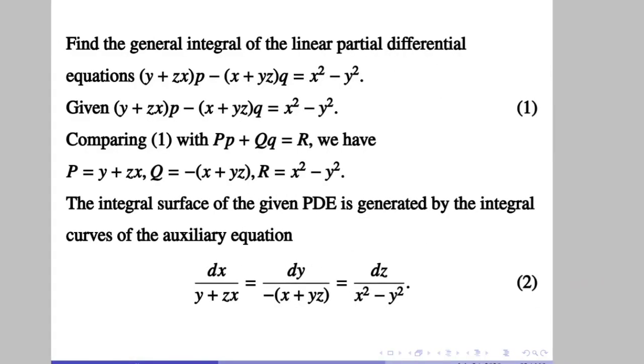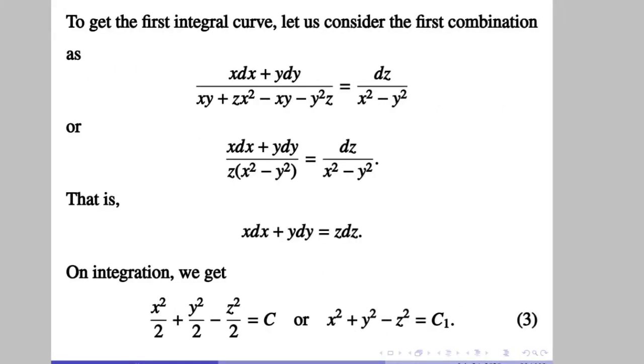Again the next equation. So we are getting this equation. For equation number 1, here p is equal to y plus zx, q is equal to minus, r is equal to x square minus y square. Then the Lagrange auxiliary equation is this equation number 2.